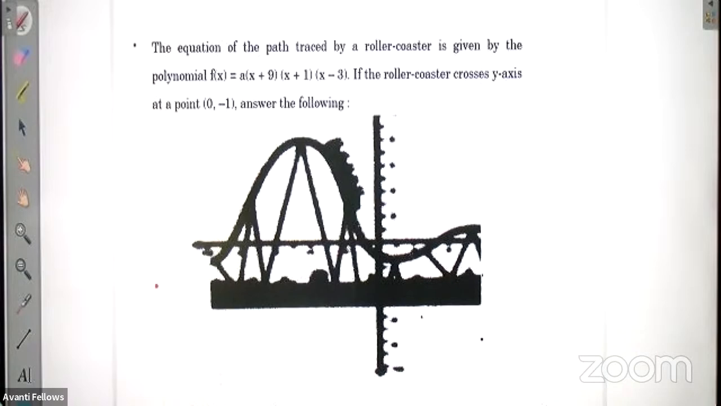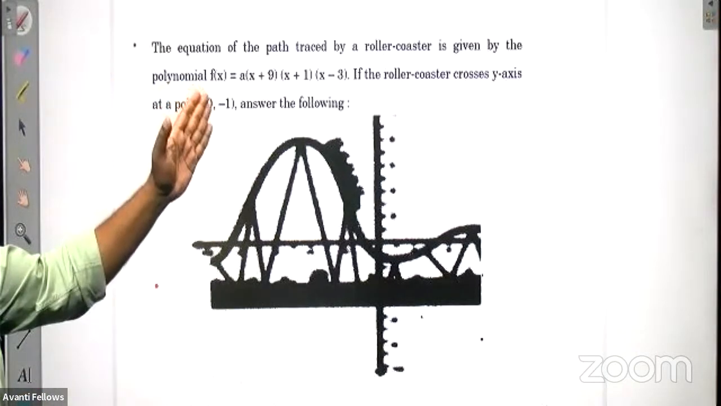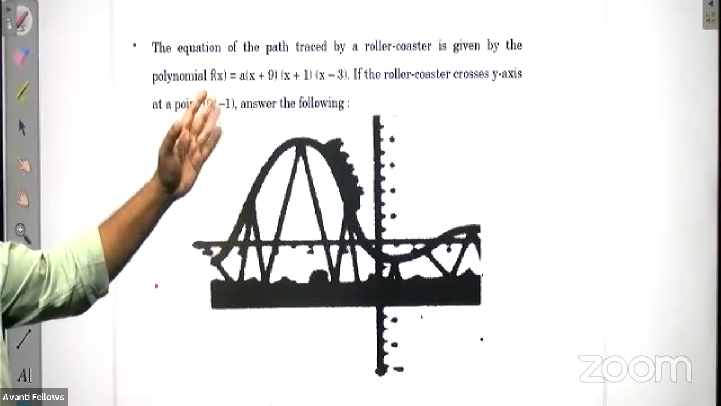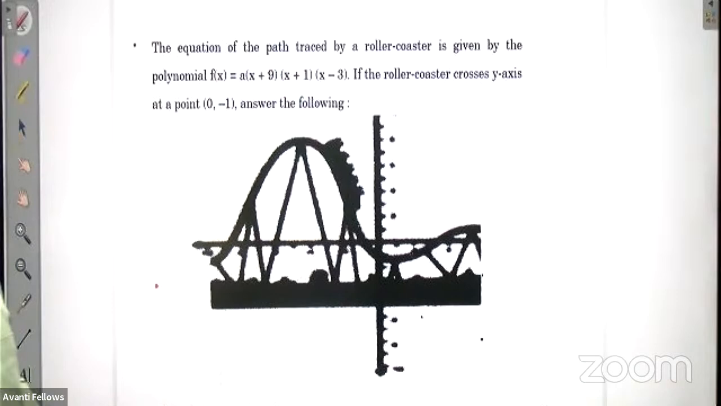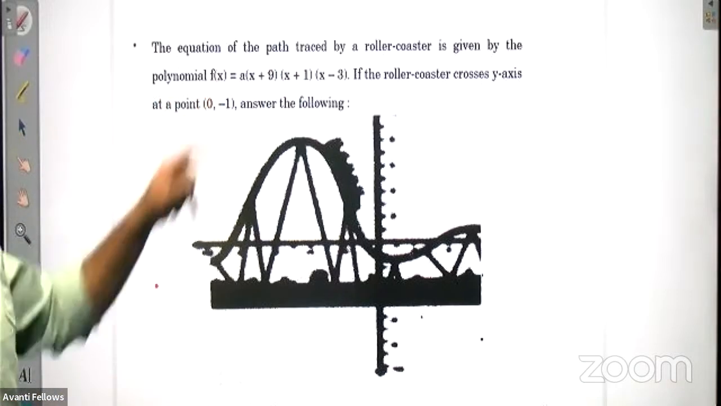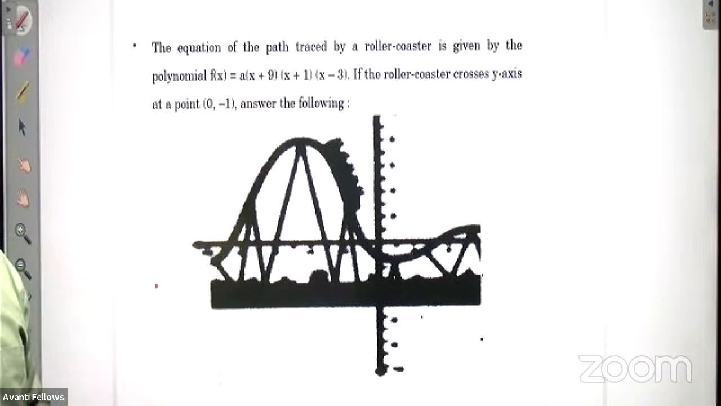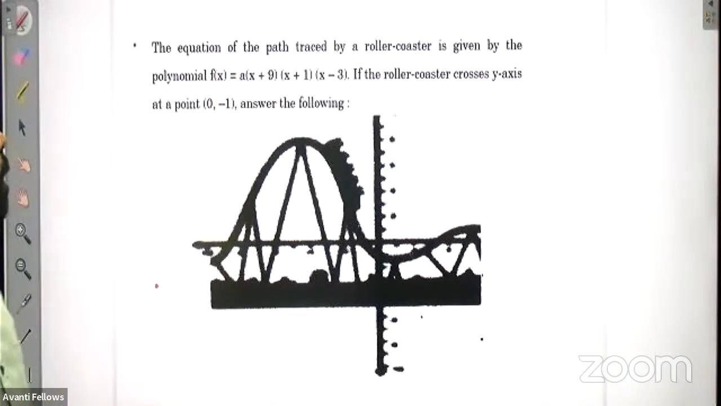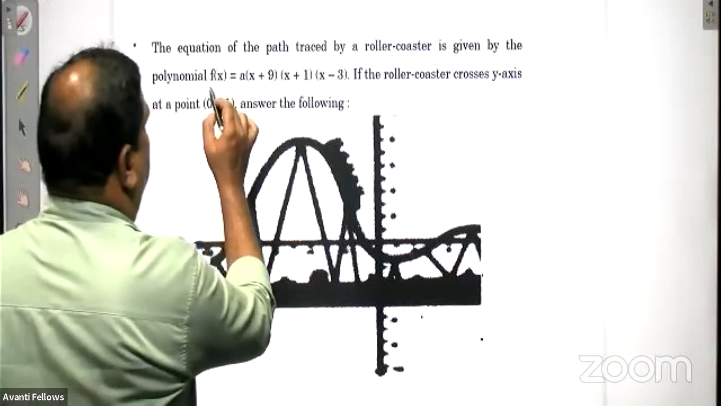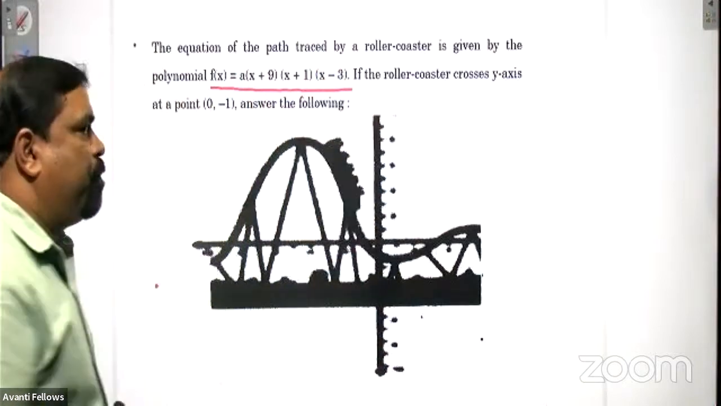The equation of the path traced by a roller coaster is given by the polynomial f of x equal to a into (x plus 9) into (x plus 1) into (x minus 3). If the roller coaster crosses the y-axis at the point (0, minus 1), answer the following. Means the equation of the path of the roller coaster is given by f of x equal to a into (x plus 9) into (x plus 1) into (x minus 3).